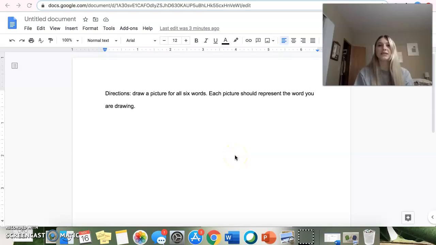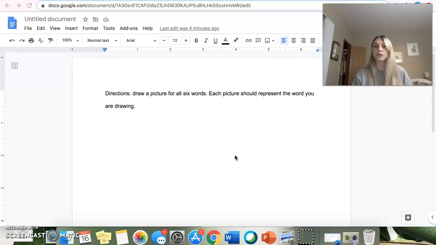Hi guys, so for today's activity, we are going to be using the same 6 words that you used for Tuesday's activity as well as Wednesday's activity. So Tuesday you guys created definitions, Wednesday you created paragraphs, today you're going to be creating drawings. So you're going to want to create one drawing for each of the 6 vocabulary terms that we have done.